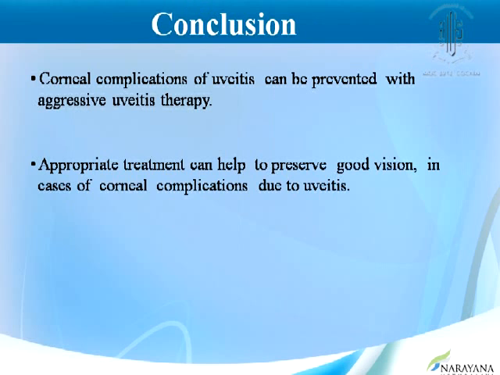To conclude, corneal complications of uveitis can be prevented with aggressive uveitis therapy. If corneal complications occur, appropriate treatment can help to preserve good vision in these patients.